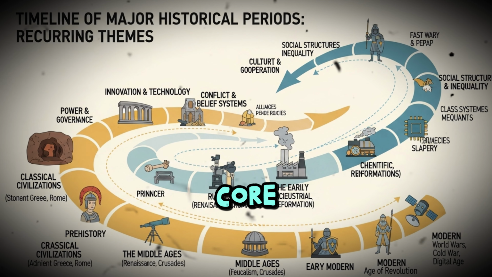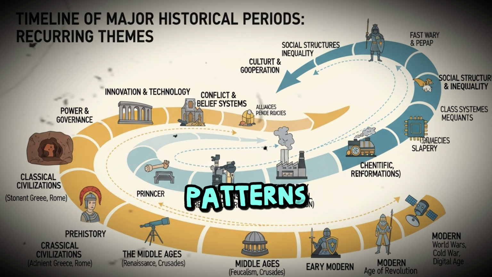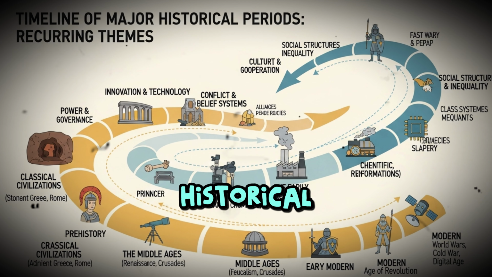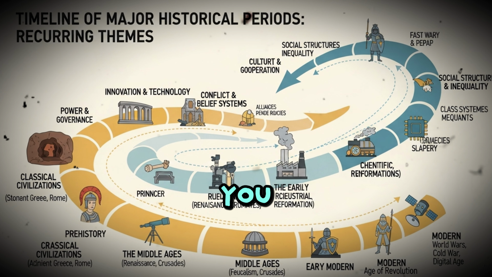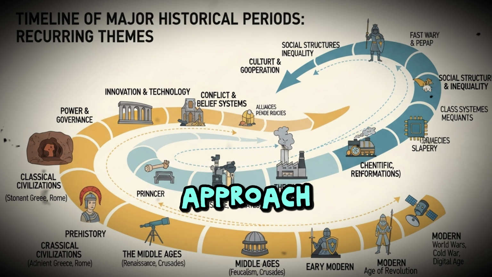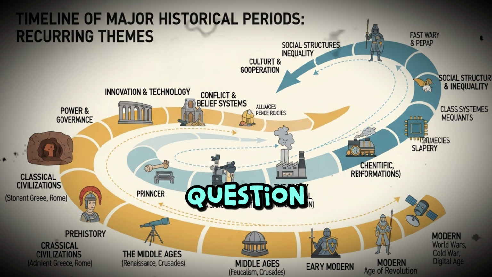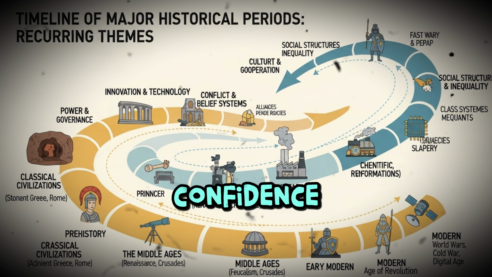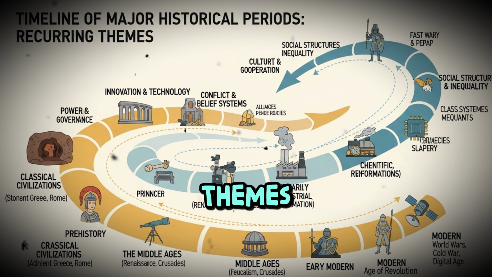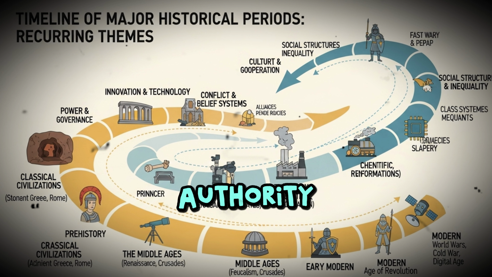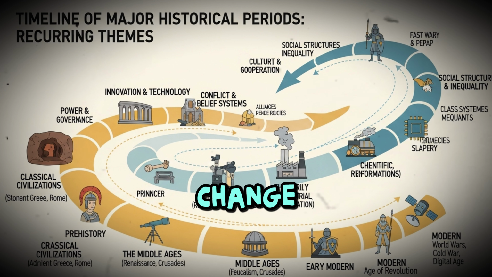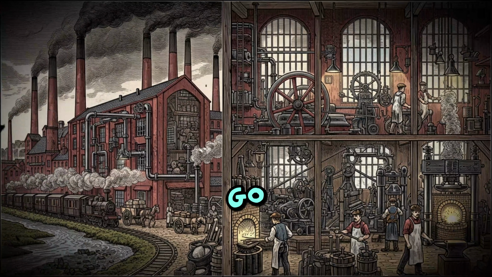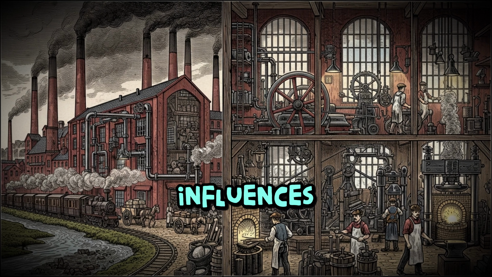I'm talking about the core themes, the patterns that repeat across every historical period you'll study. If you master these themes, you can approach almost any essay, source question, or interpretation with confidence. There are 5 main themes: power, authority, conflict, economic change, and social change. Let's go through them one by one. Power. Power is all about who controls what, who influences people, resources, or events.